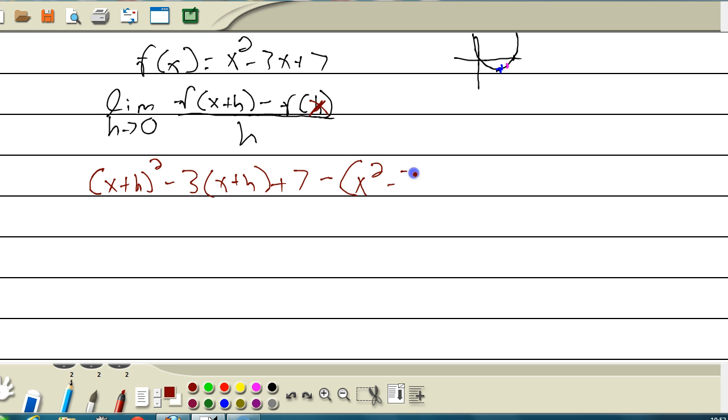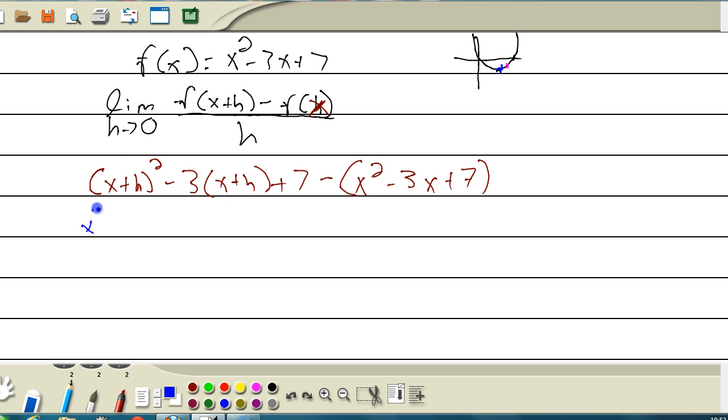Always use parentheses. That way you will not forget to distribute your minus sign. Even if it's positive, just write your parentheses so you get in the habit of doing it. It just helps out.